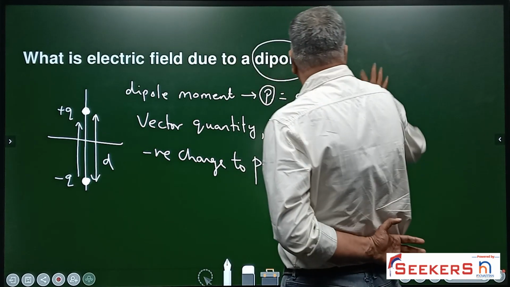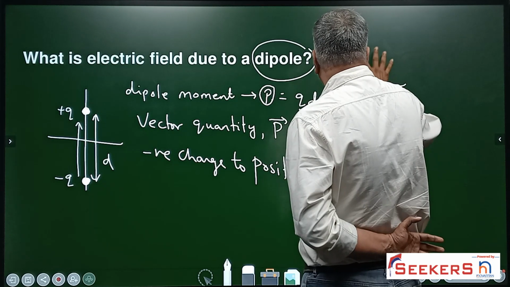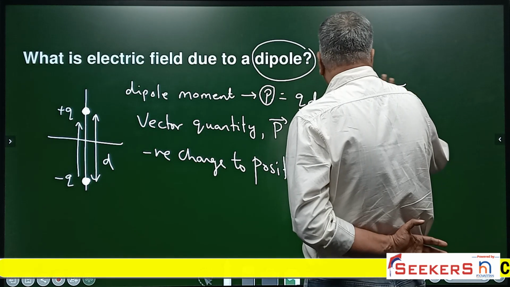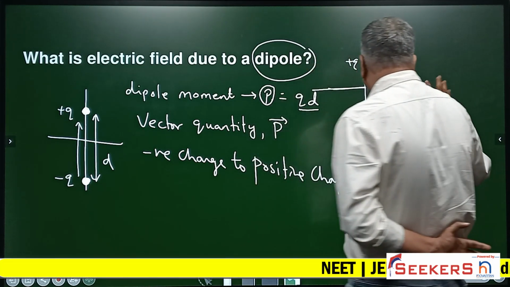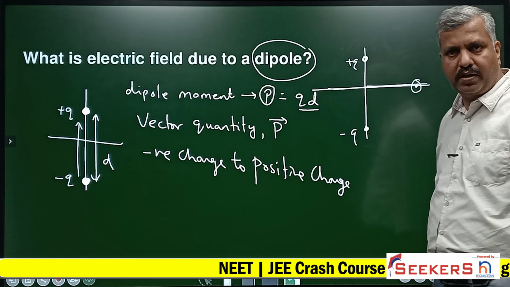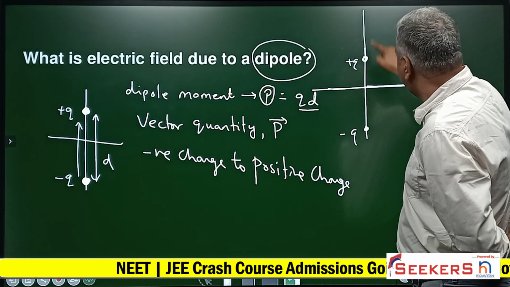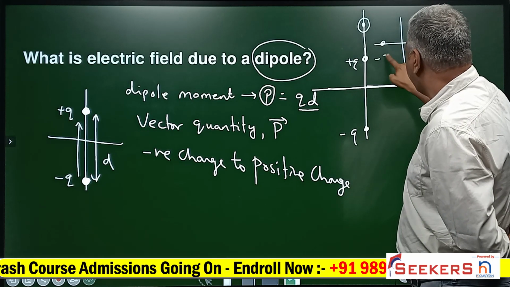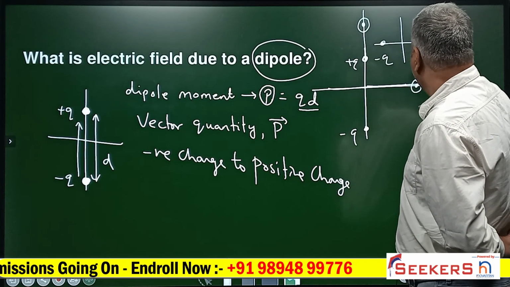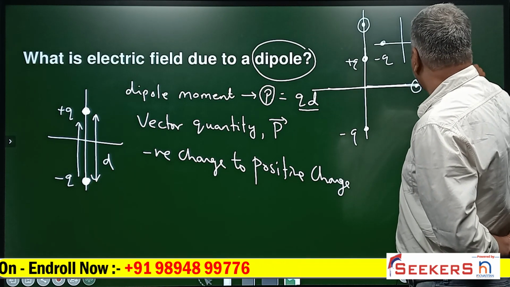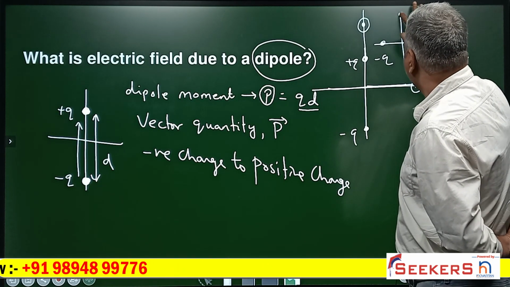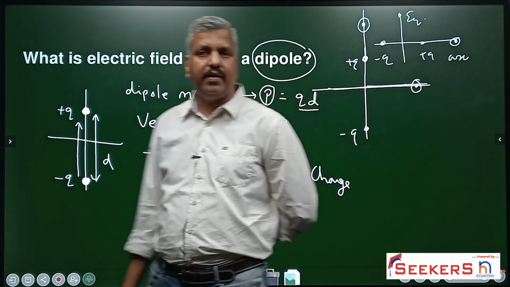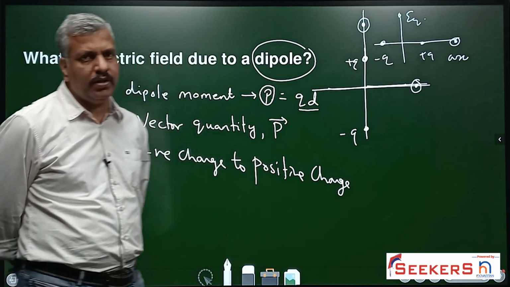Now what we are interested in is, suppose there is a dipole, here there is a plus charge and here there is a minus charge. This point here is known as the equatorial point. This point here is known as the axial point. If your dipole is placed this way, suppose this is the negative charge and this is the positive charge, this point here is called the axial point and this point here is called the equatorial point. So we are interested to know what is the electric field at the axial point and equatorial point.